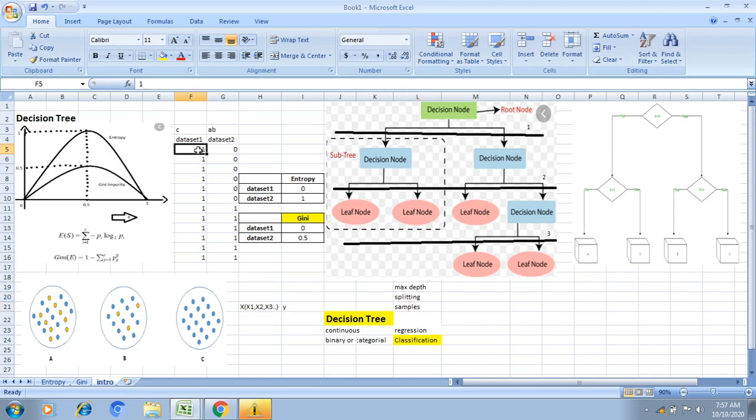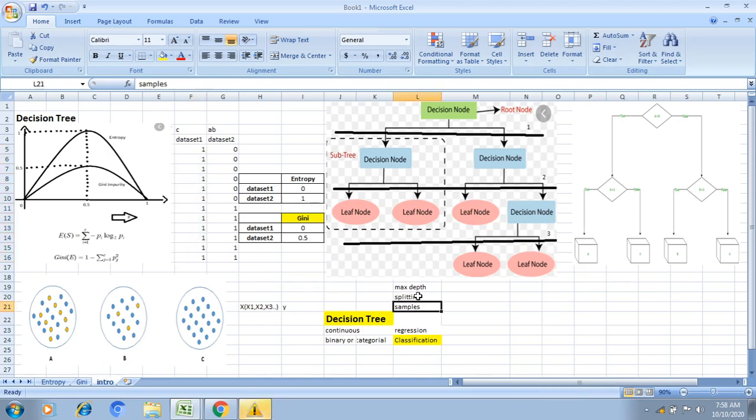The last one is samples. For example, here I have taken 12 samples. Let us see how we divide the data set into the decision tree. The 12 samples I divide into 6 and 6. Again 6 samples I divide into 3 and 3. Again 6 samples I divide into 3 and 3. The last 3 samples I divide into 2 and 1.